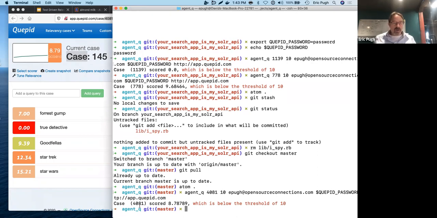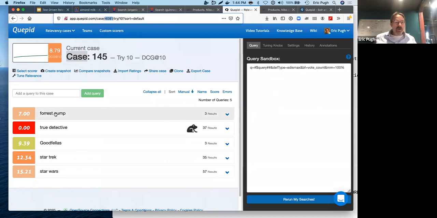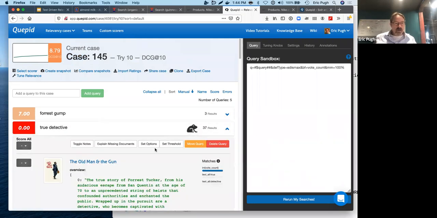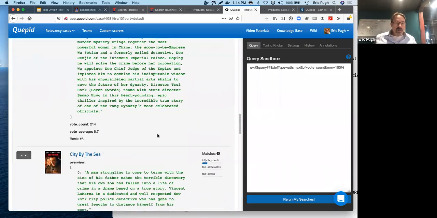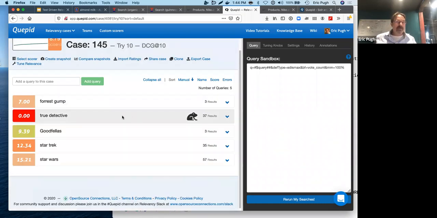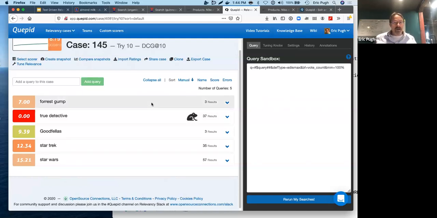And there we go. Case 4081 scored an 8.78, right? Which is below the threshold of 10. And so if we had a continuous integration pipeline running integration tests, we can build these and then add them. And when you get a failure, you can come in here and say, oh, okay, it turns out we have all these True Detective results that we need to update. Let's go ahead and update that and then see if the test passes. Or, oh, maybe the algorithm is wrong and we need to go muck around with the algorithm.